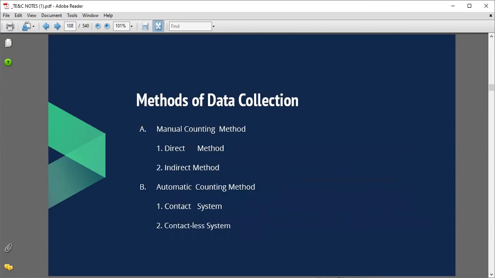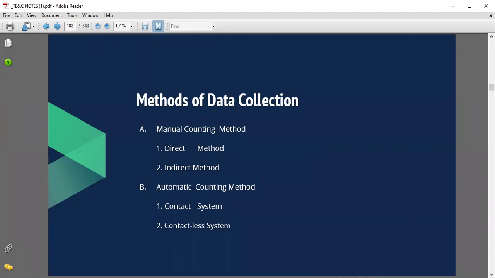So now the next point is how to collect information about the vehicles which are moving on the roads. For that purpose, there are different methods. We can see the different methods of collecting the traffic volume, or the traffic entering or exiting the road. We can understand that by the manual counting method and the automatic counting method. So these are the two most important methods here: one is the manual counting method and the second one is the automatic counting method.